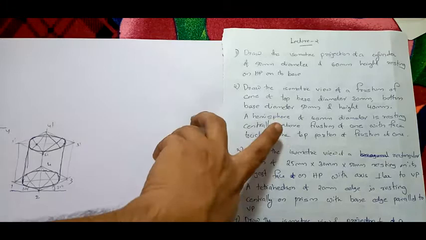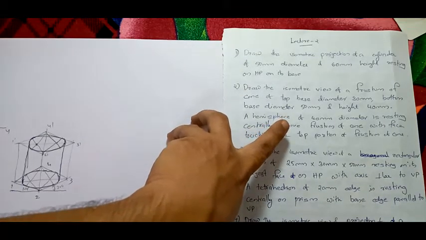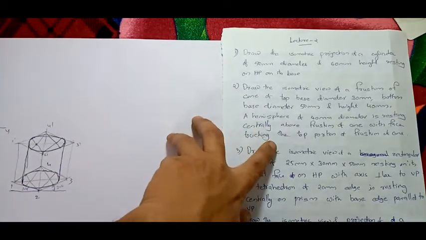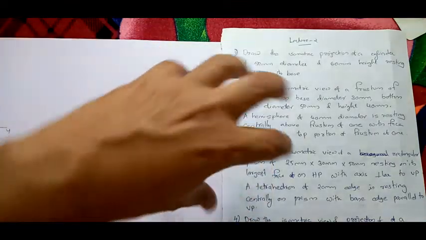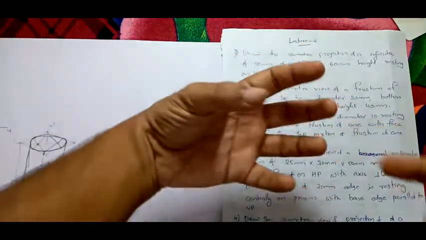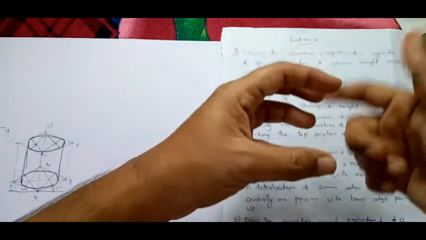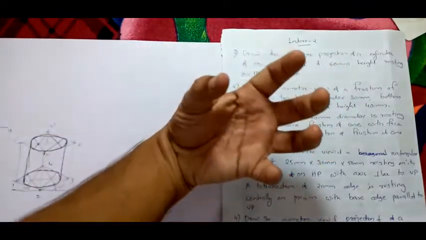Now a hemisphere of 40 mm diameter is resting centrally above the frustum. So a hemisphere is resting centrally above this frustum of cone with the face touching the top portion of the frustum of cone. If we cut a ball, you will get a surface here. You will get a circle here, and it will be like this. So it can stand like this, that is face touching or face upward position.